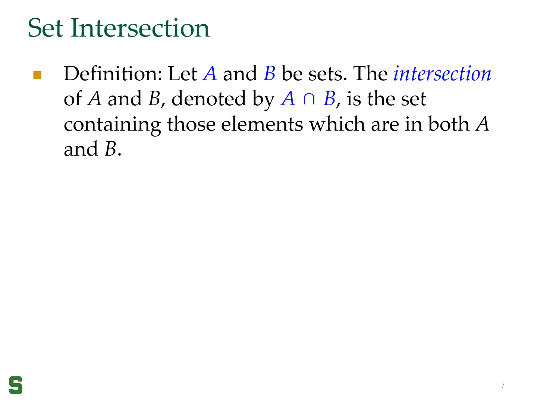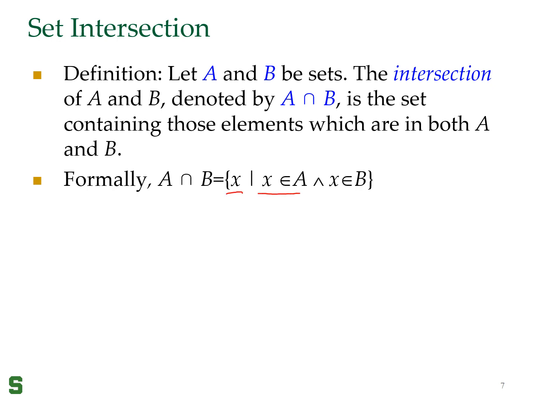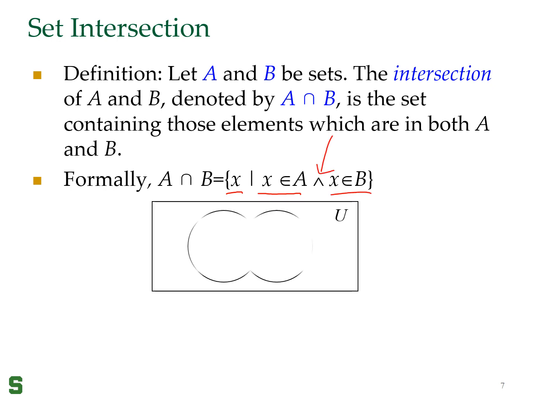Intersection is where we want to take elements that are in both sets, and so we can write intersection as the set of elements X such that X is in A and X is in B. We can write the Venn diagram for the same thing, and it would be this part that is shaded in the middle.